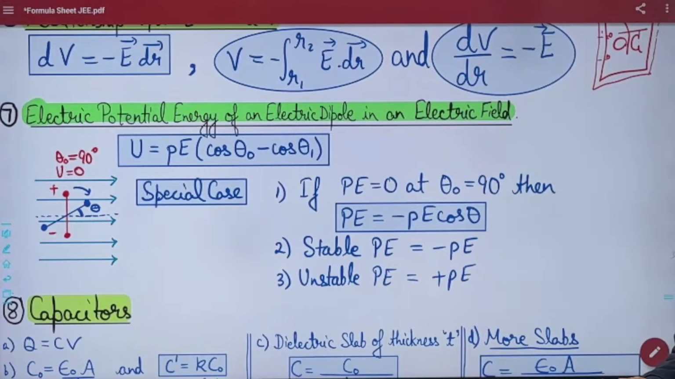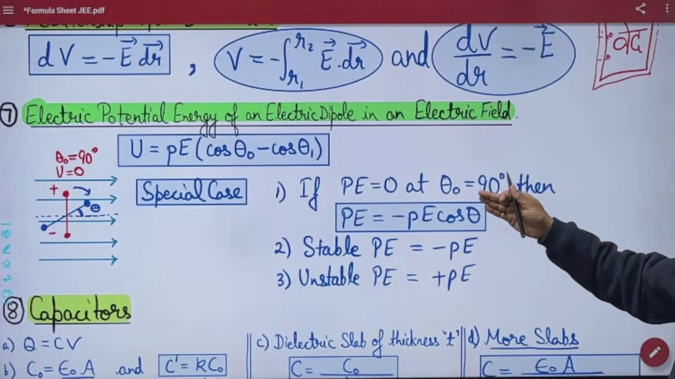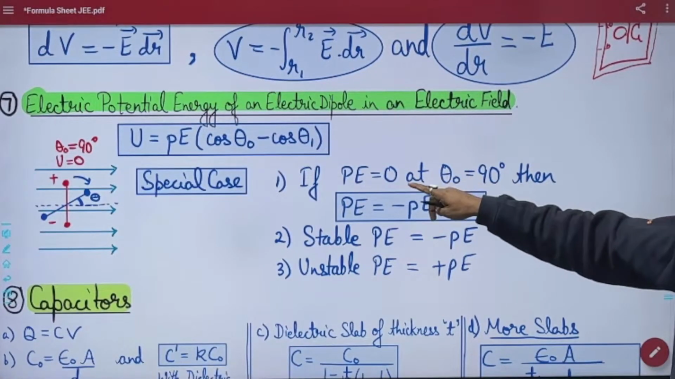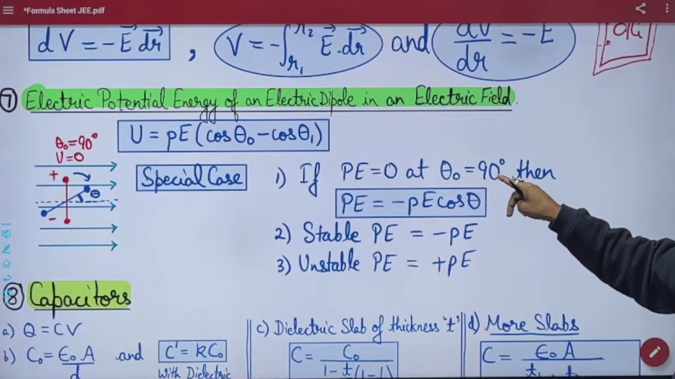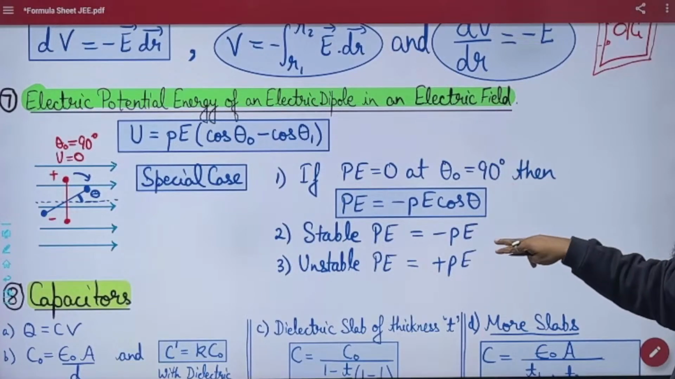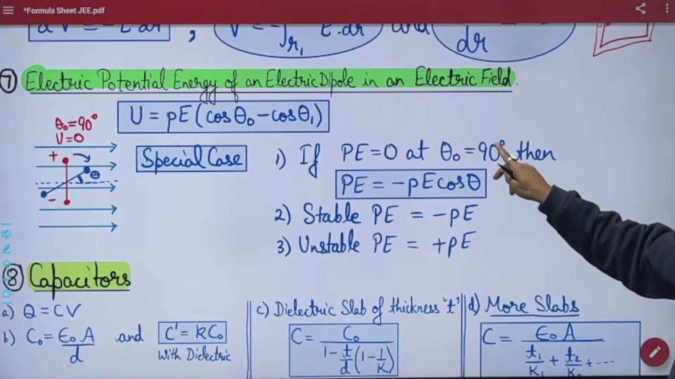And a special case here is that the potential energy is 0 at theta 90 degrees, if they say the initial potential energy is 0.